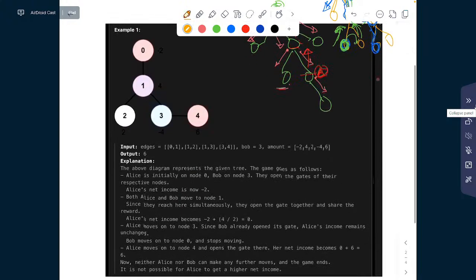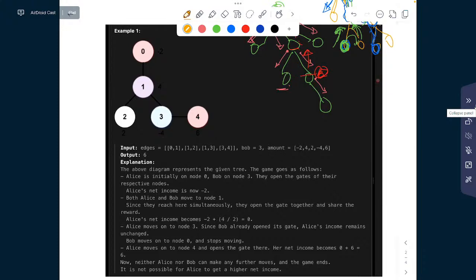So here we have this 0 to 1, 1 2, 1 3, 3 4. Right, this is minus 2, this is 4, this is 2, this is minus 4, this is 6. These are the gate values which have been given to us. The above diagram represents the given tree.